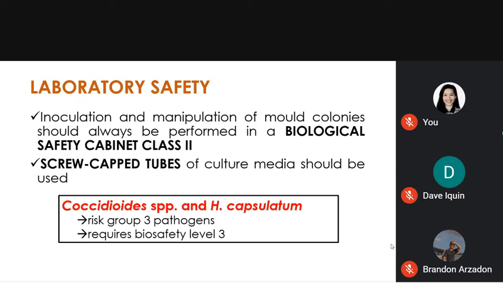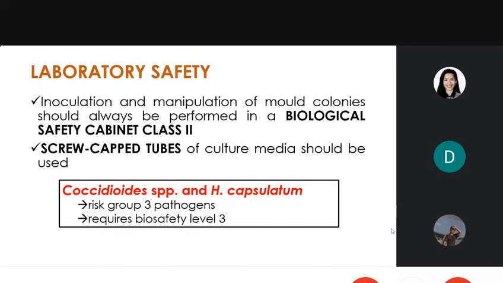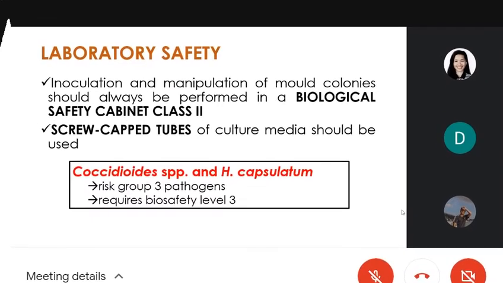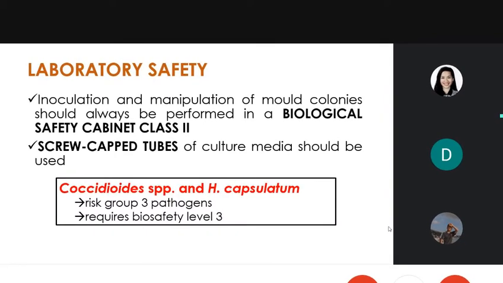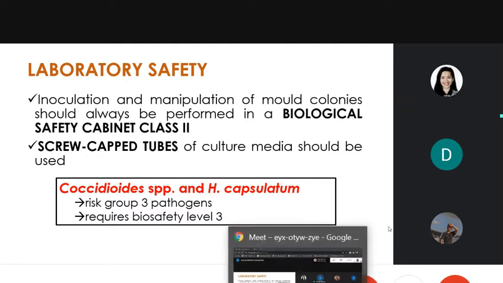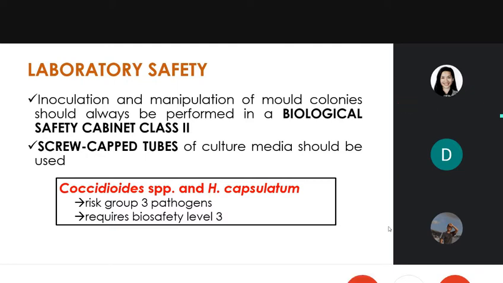So that here, sinasabi na si Coccidioides species and our Histoplasma capsulatum, they belong to the risk group 3 pathogens na ibig sabihin niyan, hindi rin sila pwedeng i-manipulate or maggawa ka ng inoculation mo with Coccidioides and Histoplasma sa Biosafety Cabinet Class 2. Kasi kailangan mo ng higher level ngayon ng Biosafety Cabinet, higher level ng iyong Biosafety Cabinet.